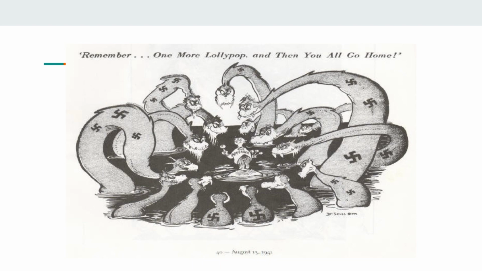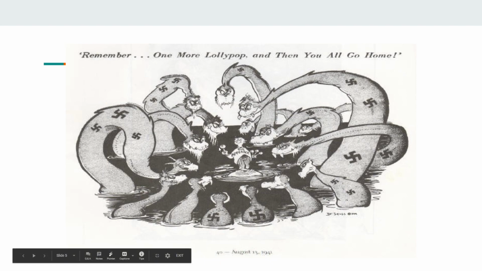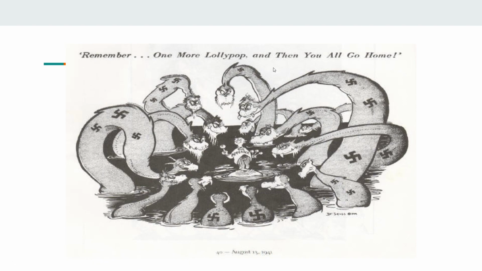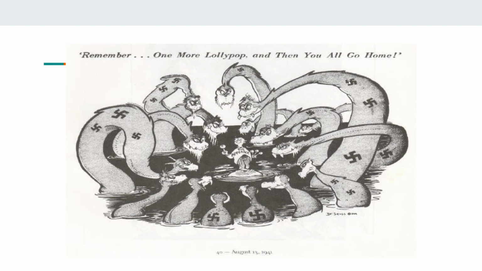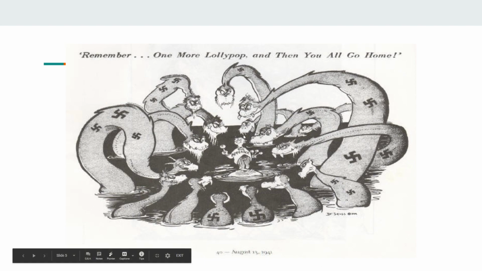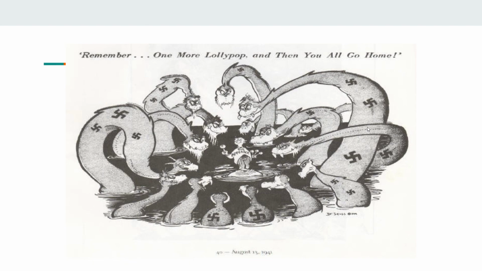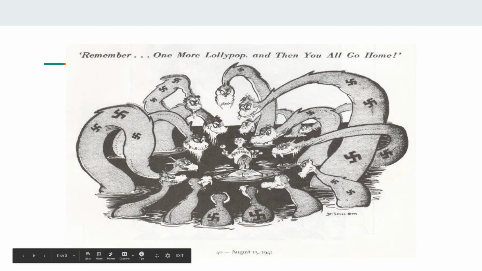So we see multiple heads of some kind of monster, and we have a person in the middle with the word the appeaser. And the caption is, "Remember, one more lollipop and then you all go home." Spend a moment to think about what this represents. Who are these monsters meant to be, and who is this person? The monsters, as you can see by the numerous swastikas, represent Nazis, so Germany at this time. And the fact that it's showing monsters makes them the evil beast. And the appeaser, who's wearing a British suit, or tuxedo, represents the Allies or the British.